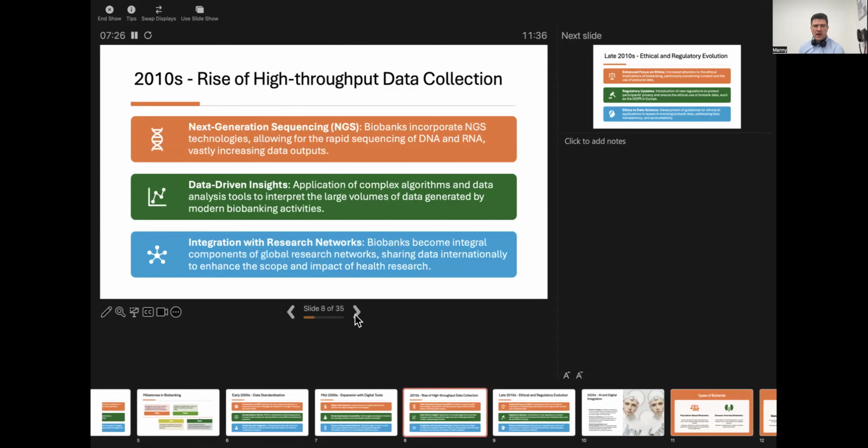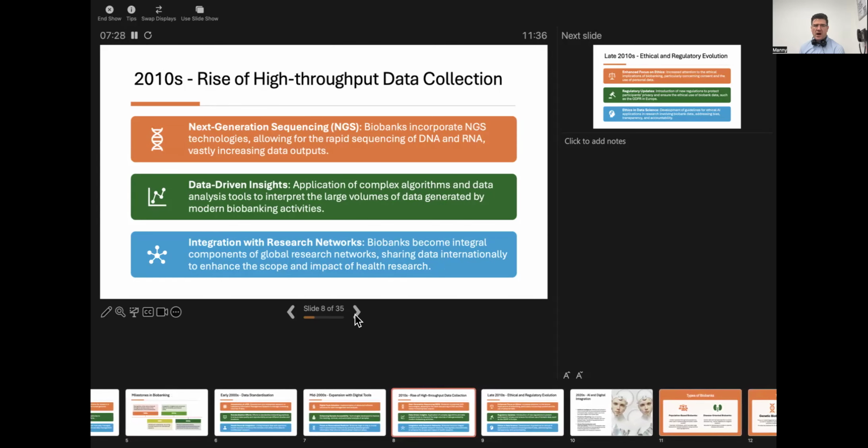Then in the 2010s, we started having next generation sequencing, data-driven insights, and integration with research networks, where biobanks become integral components of global research networks.